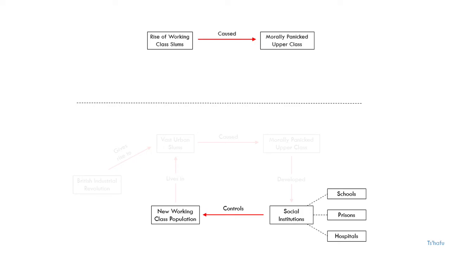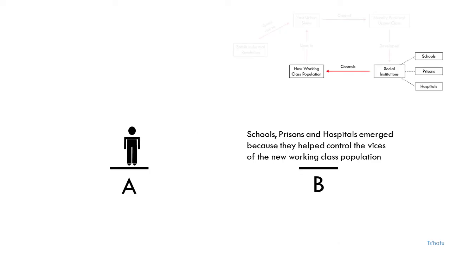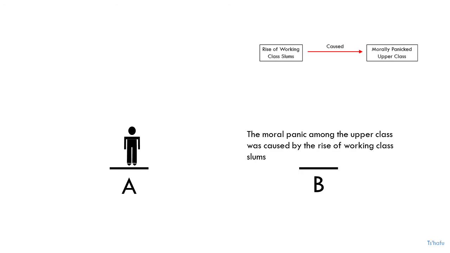Right? And so we see already that there's a change in the destination, where we are trying to take our audience. So we can even indicate this more clearly. As we saw before, here we have the destination for our elaborate thesis. Schools, prisons, and hospitals emerged because they helped control the vices of the new working class. And now we've changed it to this. The morally panicked upper class was caused by the rise of the working class slums.